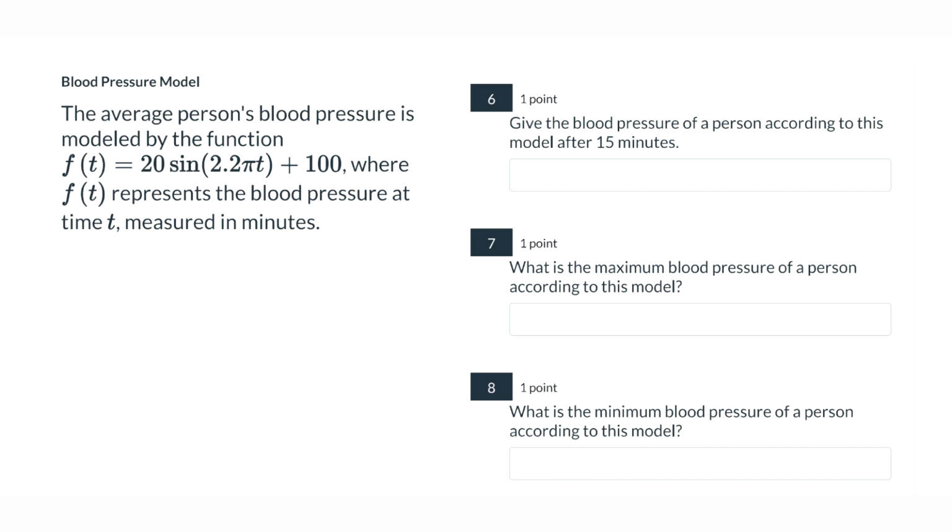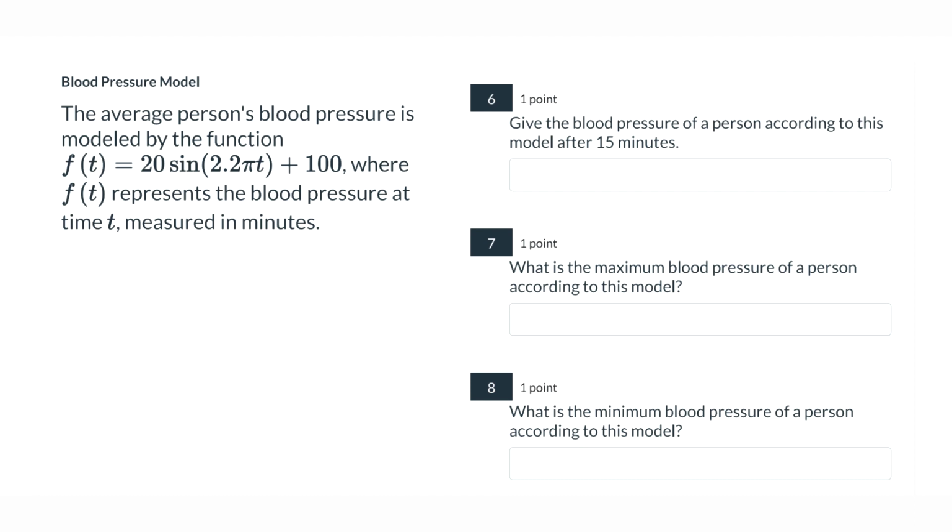Okay, blood pressure model. The average person's blood pressure is modeled by the function f of t equals 20 sine of 2.2 pi t plus 100, where f of t represents the blood pressure at time t measured in minutes. So we're just going to use this function here to find a couple things. It says, give the blood pressure of a person according to this model after 15 minutes.